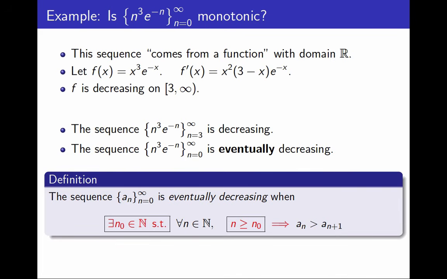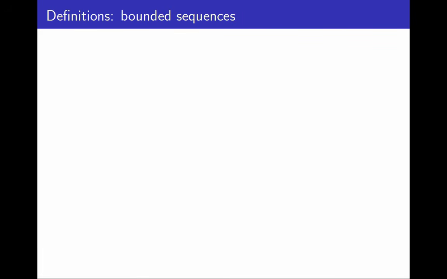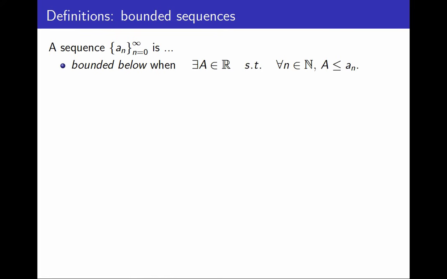Let's move on to the second, bounded sequences. This is not a new concept. The definition of bounded sequence is the same as bounded function. I say that a sequence is bounded below when there is a real number that is less than or equal to all the terms at once. I say that the sequence is bounded above when there is a real number that is greater than or equal to all the terms at once.